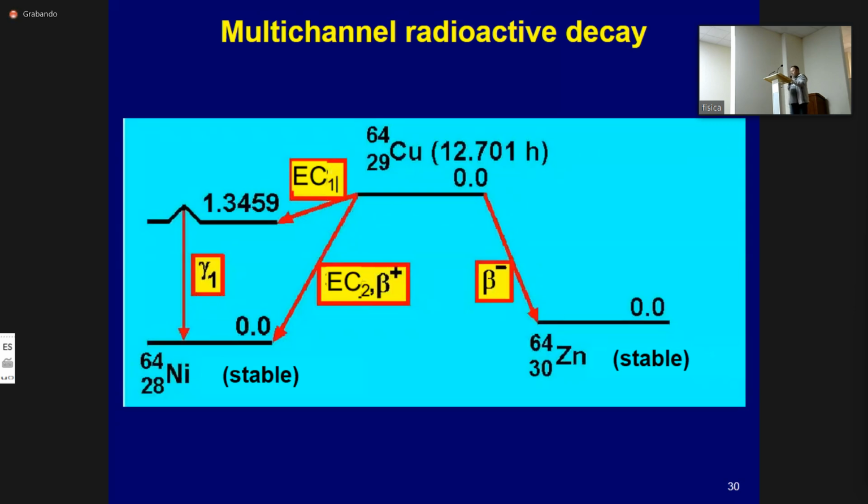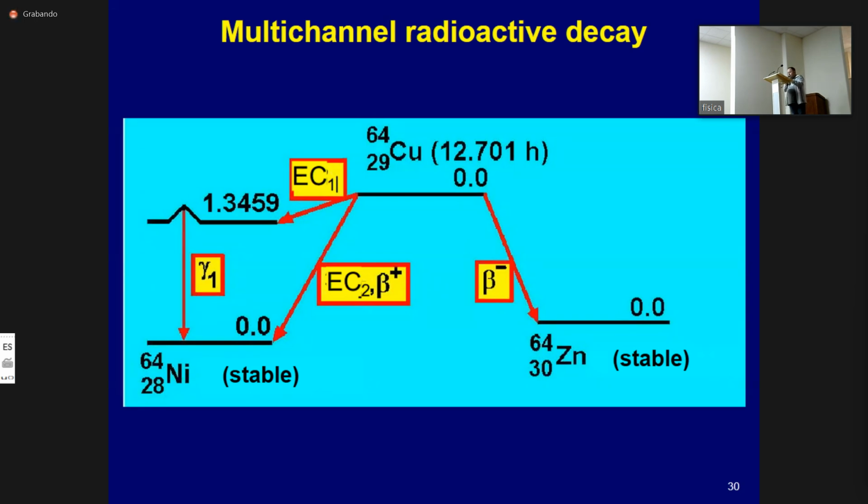The nuclear transformation of copper-64 is an example of the opposite situation. The slide shows the decay scheme of copper-64. This radionuclide occupies a position in the table of nuclides close to the stability region.